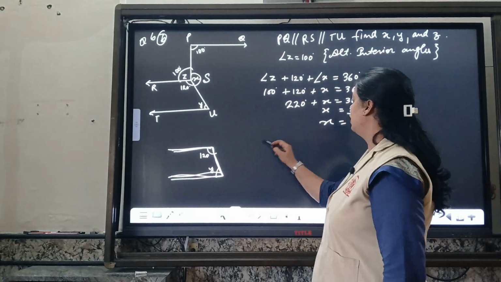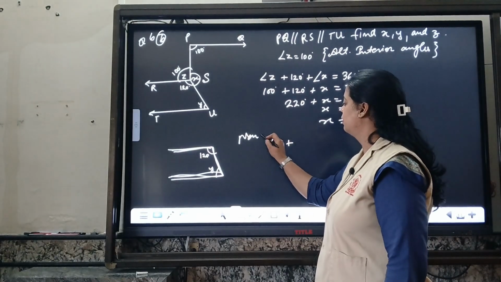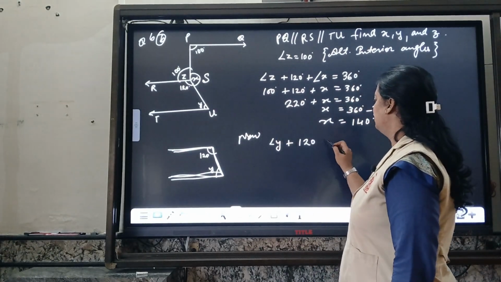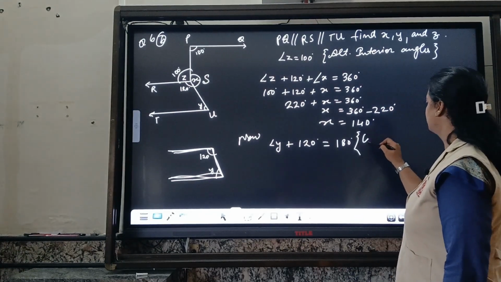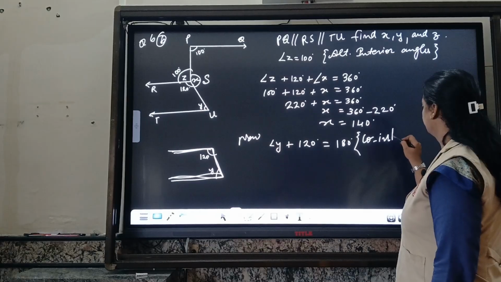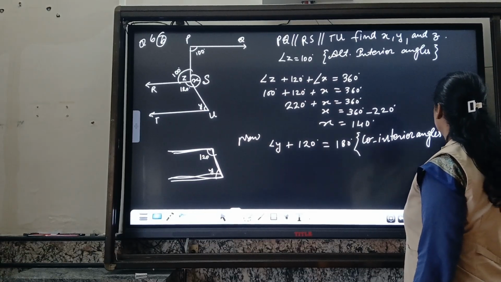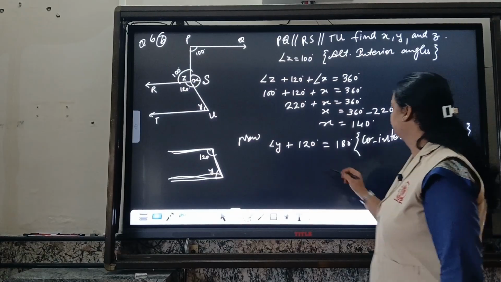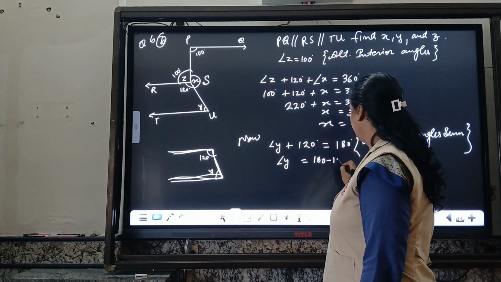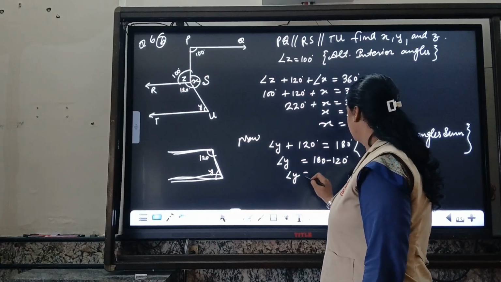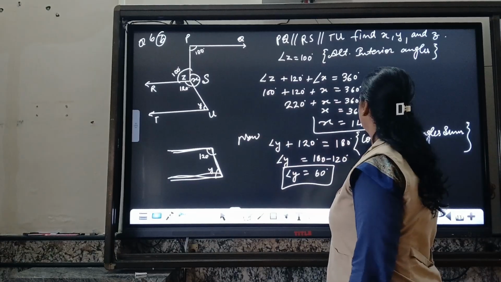So what are we going to write? Angle Y plus 120 is equal to 180 degrees, co-interior angles. Angle Y will remain here and we will subtract 120 from 180, and angle Y is equal to 60 degrees. Here we have found all the missing values.